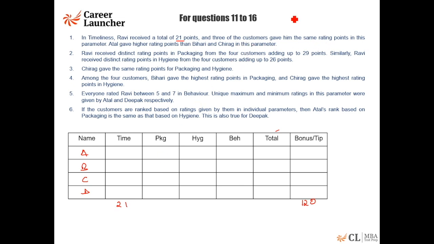And 3 of the customers gave him the same rating points in the parameter. Okay. So it is X, X, X and Y. Atal gave higher rating points than Bihari and Chirag in this parameter. So if Atal has given higher than the two of the people, that means this has to be Atal. He has to be higher than two others. Remember, the other three are the same. So if he is higher than two others, that means he'll be higher than all the other three. So Atal is the highest, let's say maximum, among the timeliness parameters.